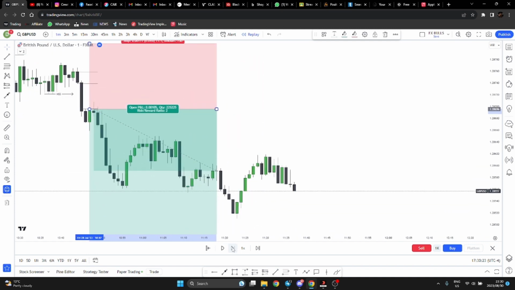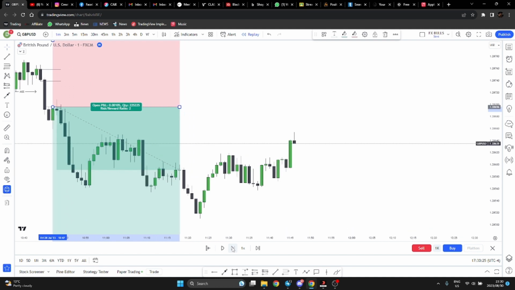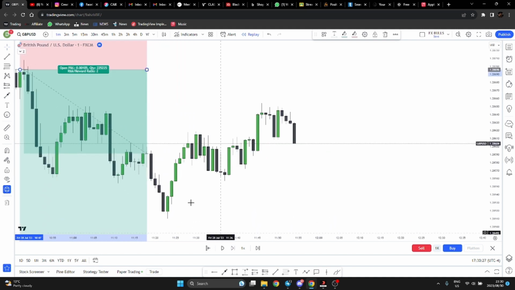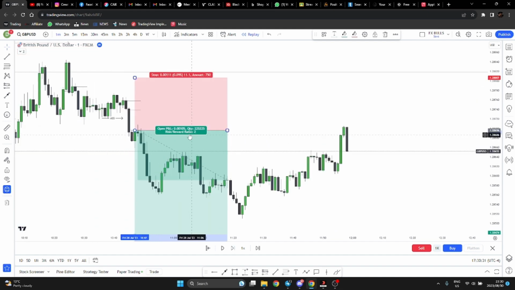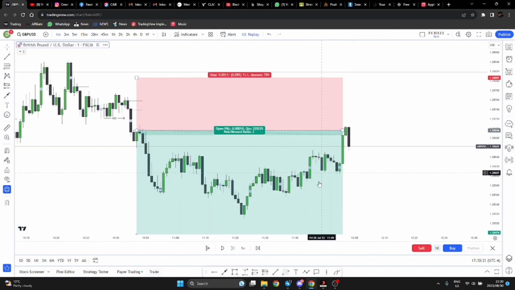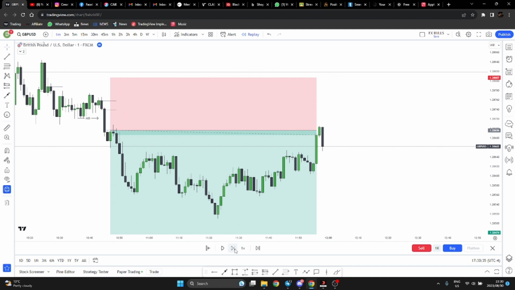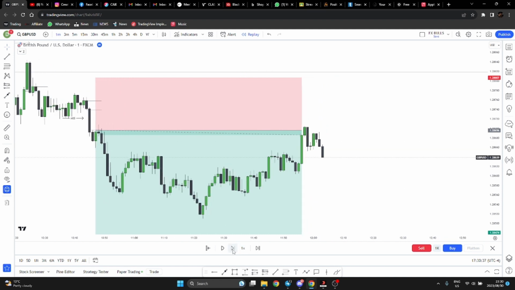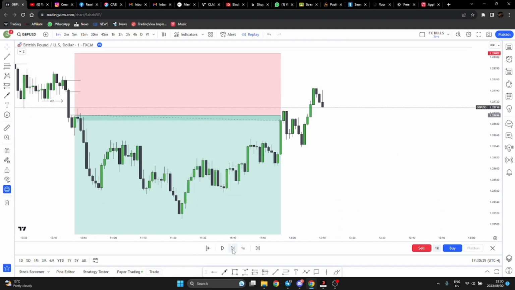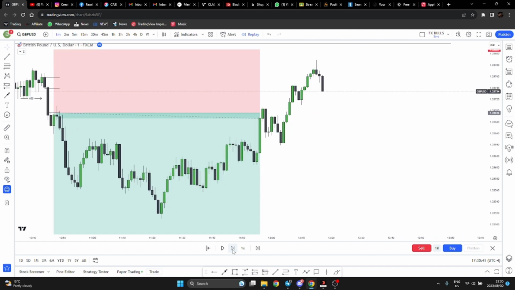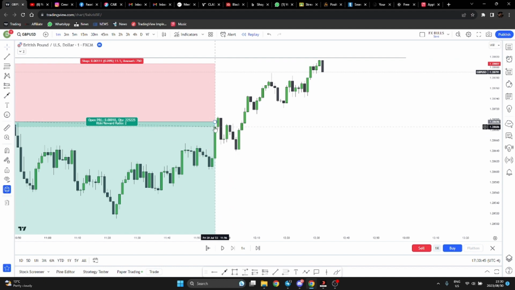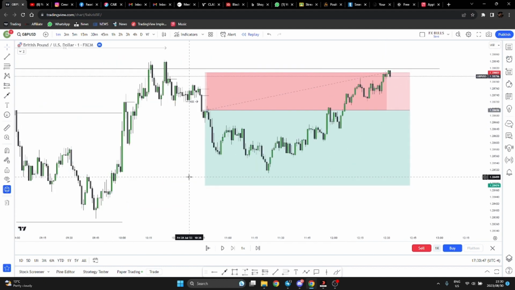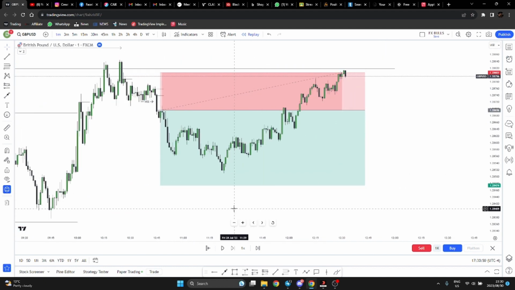Price plays around. Grabbing these highs to the left, shallow sweep. Price went back to break even. And price stops out both of the trades. Once again, this is past my 11 a.m. session mark.